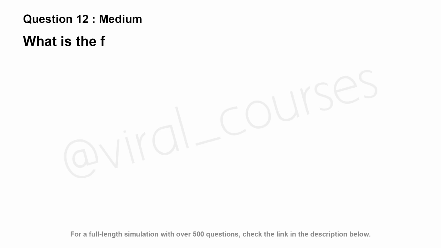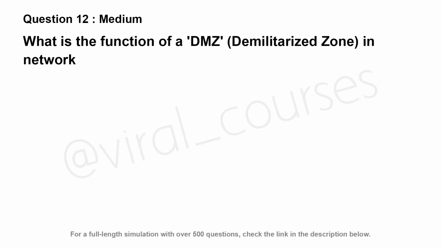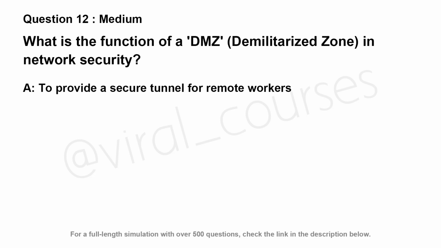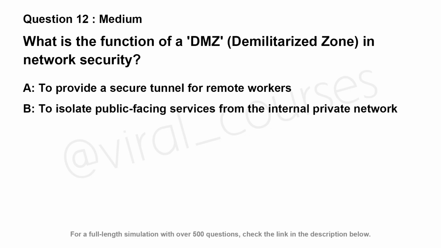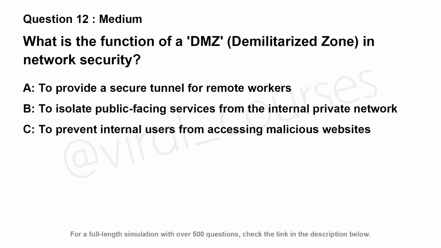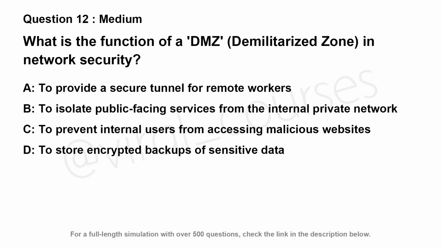What is the function of a DMZ, demilitarized zone, in network security? Option A. To provide a secure tunnel for remote workers. Option B. To isolate public-facing services from the internal private network. Option C. To prevent internal users from accessing malicious websites. Option D. To store encrypted backups of sensitive data.